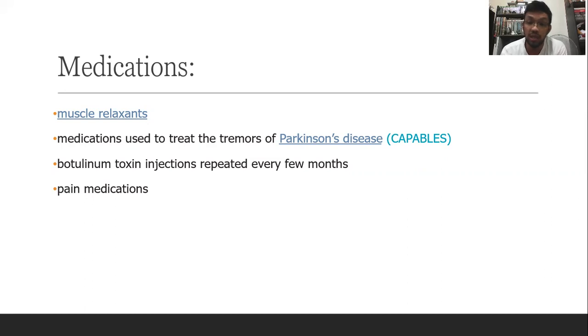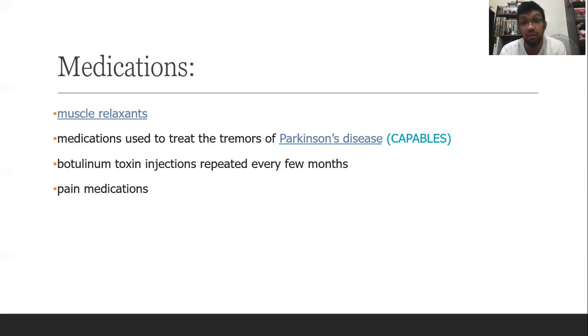We have Cogentin and carbidopa. Letter C. The first A is Artane. The letter P is Parlodel. The next letter A is Akineton. And then letter B, Benadryl, which is an allergy medication.